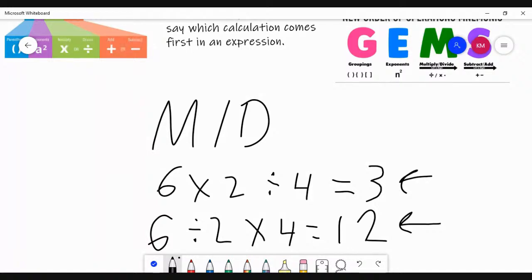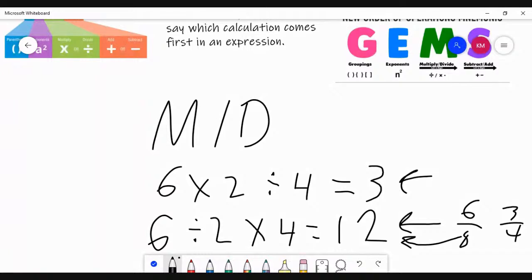Now, say for instance, I did 2 based on the lettering. I did 2 times 4, which is 8. 6 divided by 8 is 6 over 8, or 3/4. Completely different number than what we have to our left. So make sure that when you're doing the multiplication and division cycle, it must be done from left to right.